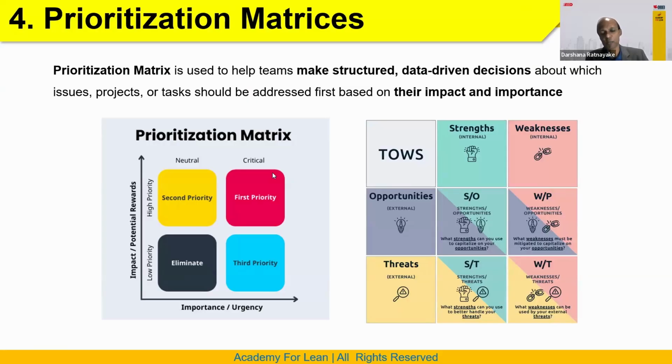Okay, prioritization matrix. This is, I think in my life, the most common tool I have used. The prioritization matrix is used to help teams make structured, data-driven decisions about which issue, project or task should be addressed first based on their impact. In a prioritization matrix, we identify what things we address first or what action we take first. There are so many prioritization matrices around the world. We will do one example.